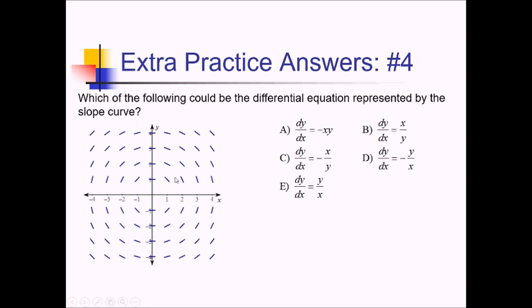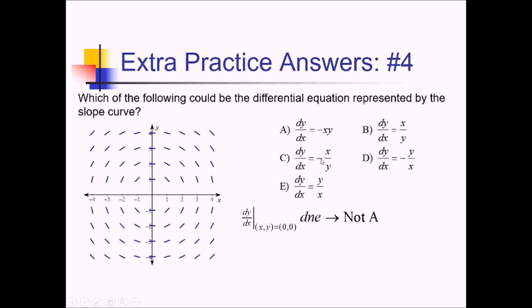So let me start with 0, 0. That's kind of my favorite point to test first. At 0, 0, looking in the slope field, there's nothing there, which tells me that the slope should be undefined at 0, 0. Now looking at what happens if I actually plug 0, 0 into these differential equations, choice A, 0 times 0 is 0, so that's not undefined. So choice A does not give us the result that we wanted.